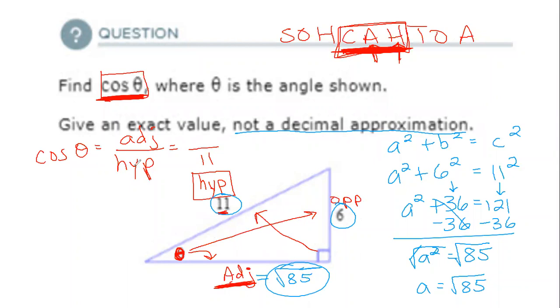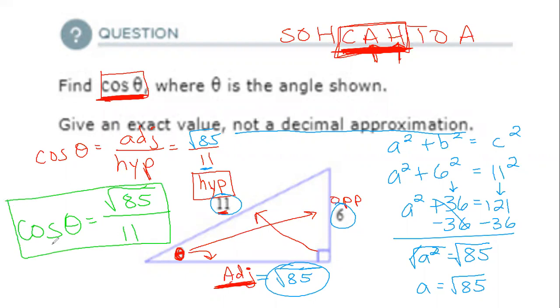Again, these two sides I need. The hypotenuse I already knew, and the adjacent side I just found was the square root of 85. So now I can write my final answer. The cosine of theta is the square root of 85 divided by 11. Not rounding, using exact values. That's the process we go through in order to find sides of a triangle.